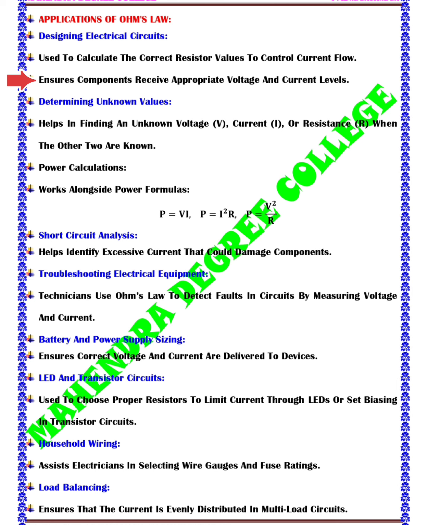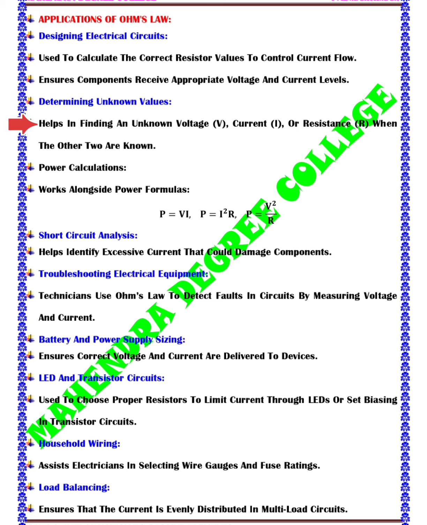It means Ohm's law is crucial for ensuring components receive appropriate voltage and current levels. It defines the relationship between voltage, current, and resistance in a circuit, allowing for accurate design and analysis to prevent damage or malfunction. By understanding this relationship, engineers and designers can select components and design circuits that operate within safe and effective parameters. Second one, determining unknown values.